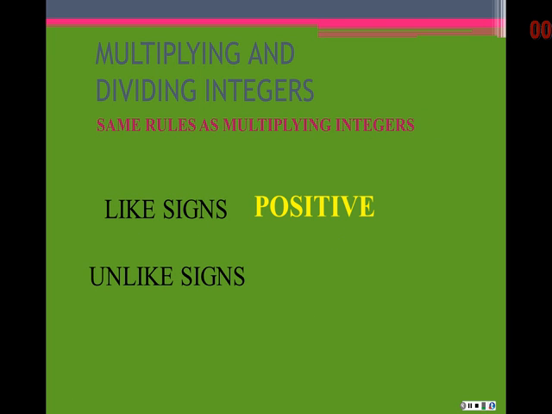Now remember, the rules for multiplying and the rules for dividing are exactly the same. If you have unlike signs, a positive and a negative, your answer will be negative. Okay? So that's pretty easy to remember. Two of the same signs, you get positive. Different signs, you get negative. Okay? Let's do a little practice.